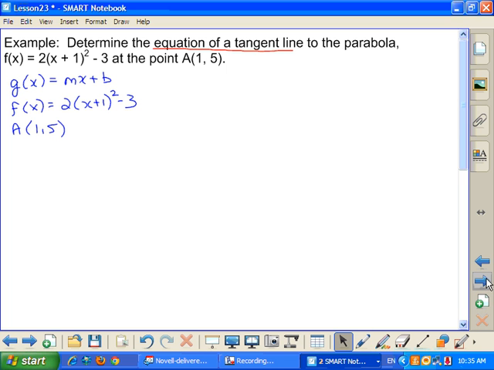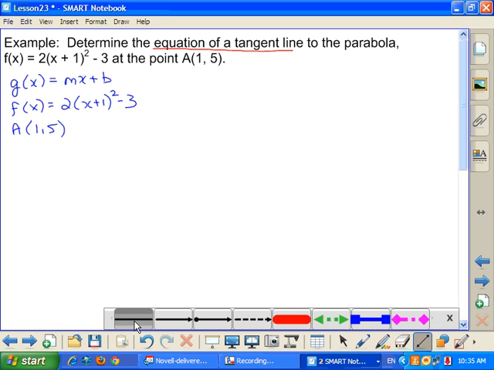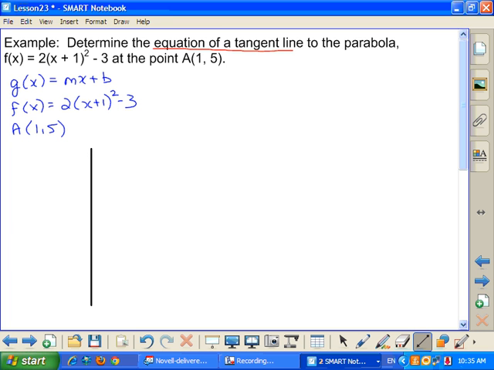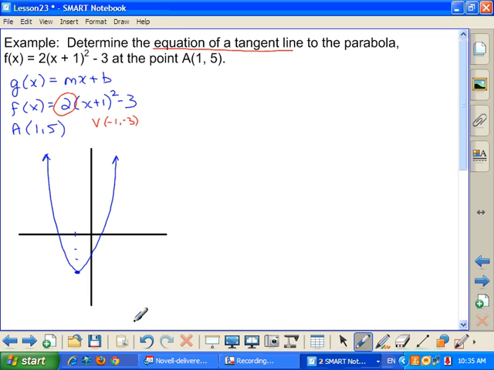So I'm going to give myself a sketch. I always recommend giving yourself a sketch here because it helps you visualize what's going on. So we know that the parabola, the vertex, is located at -1, -3, and I know it opens up and is skinny. So 1, 1, 2, 3. I don't know if I drew it skinny enough. And we know our point of intersection is at 1, 5.